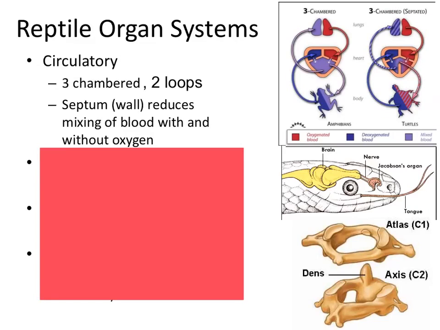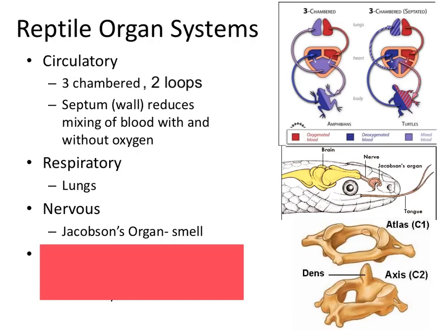The difference between reptiles and amphibians, though, is that reptiles have a little bit of an addition, something called a septum, which is a wall. And so you can see that wall right here. So it divides the one big chamber, the ventricle, compared to the amphibians. These guys don't have that wall, and that reduces the mixing of the blood with and without oxygen. So it makes it a little bit more efficient as far as that goes. So pretty much the same, but less mixing, so they're getting a little bit more oxygen.